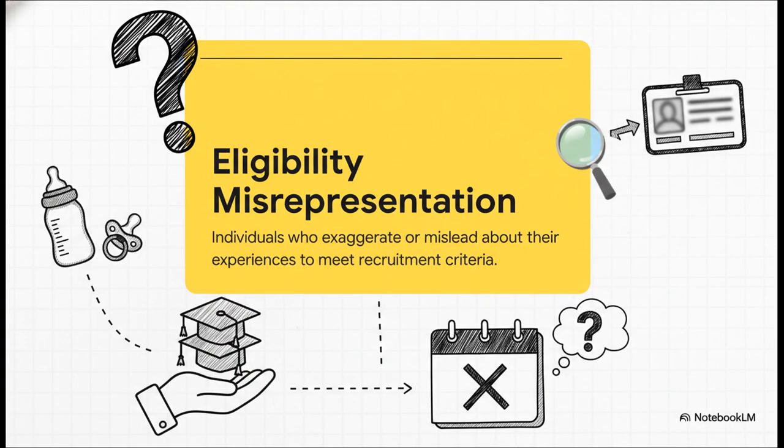All right, this next one's a little more subtle. It's called eligibility misrepresentation. This isn't an outright lie, but more like stretching the truth. So imagine you're doing a study on parents of newborns. Someone with a 6-month-old might just fudge the dates a little to get in. They're bending the rules to qualify.